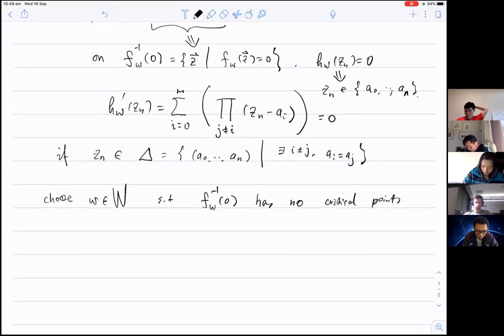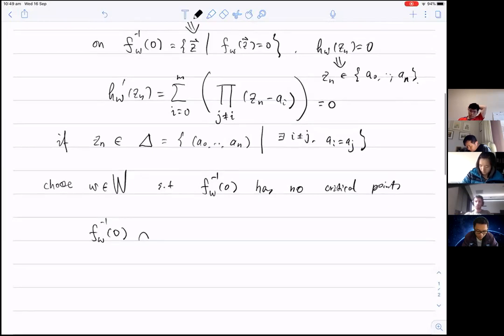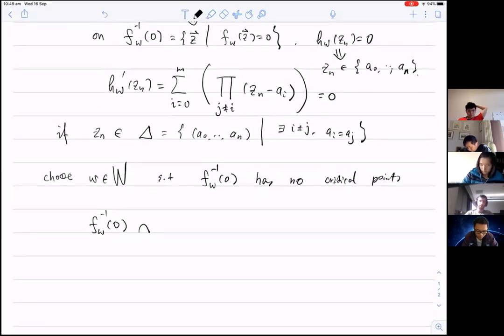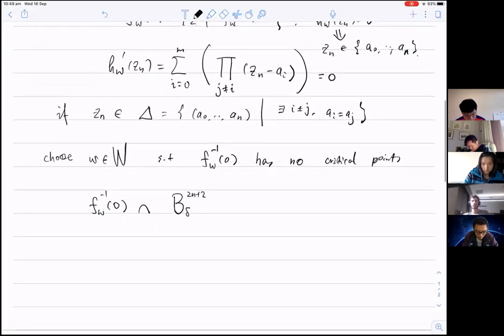And then next we can look at this Milnor fiber, which is in a ball. We can make it a small ball. So it's in C^(2n+2), around the origin. I think that maybe I can write something and then let's check that.